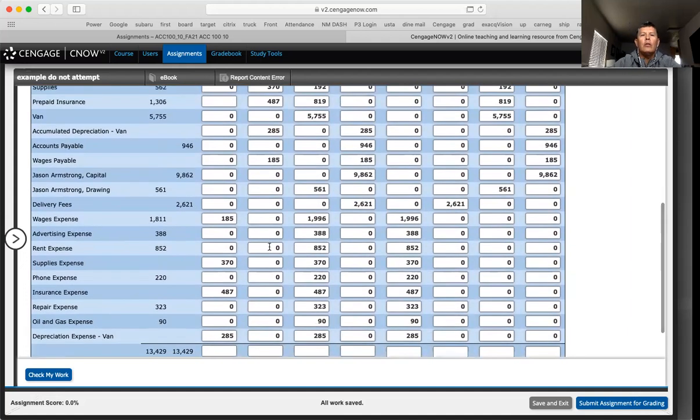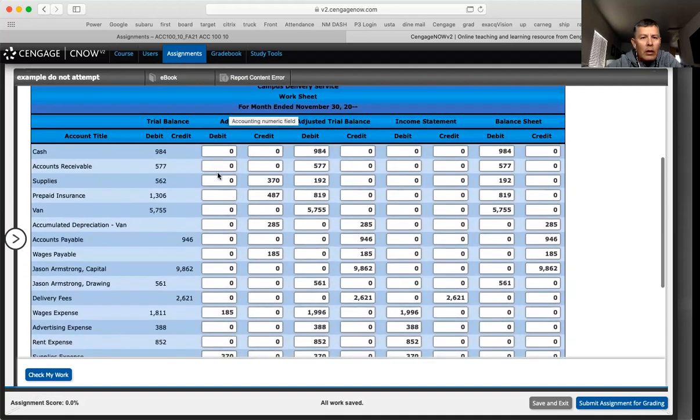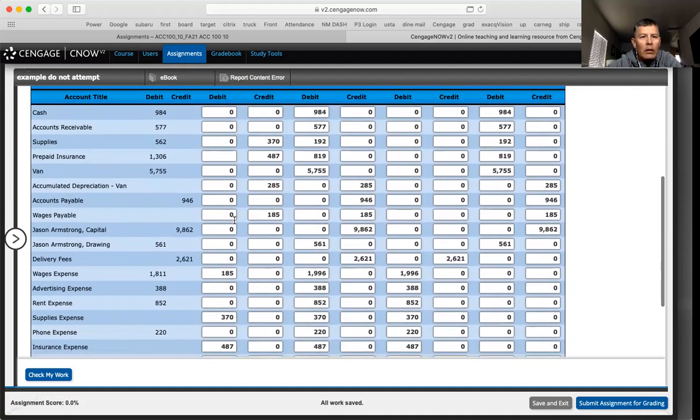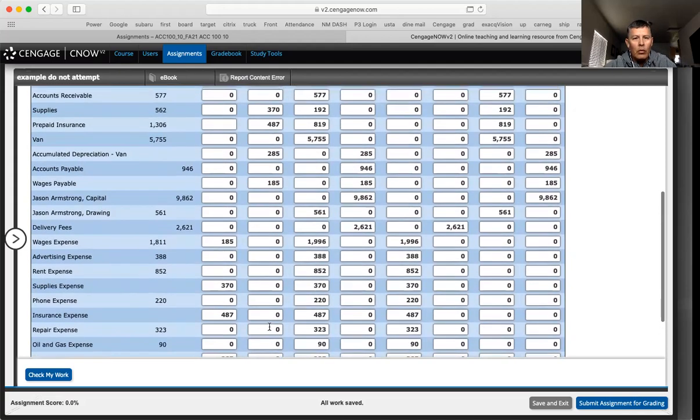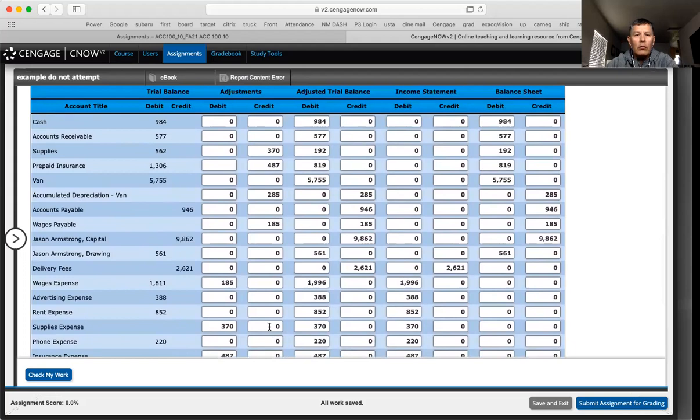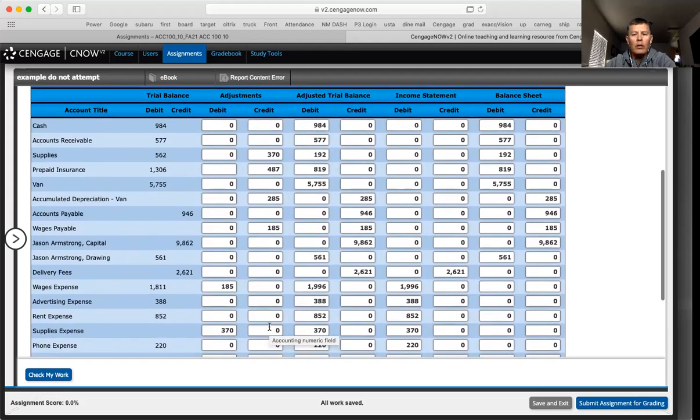Okay, so these should equal. Let's double check. Start from the top. Any adjustments in here? So we'll add the debits first. 185 plus 370 plus 487 plus 285 equals 1327. Okay, this is why double entry accounting is so cool and important.